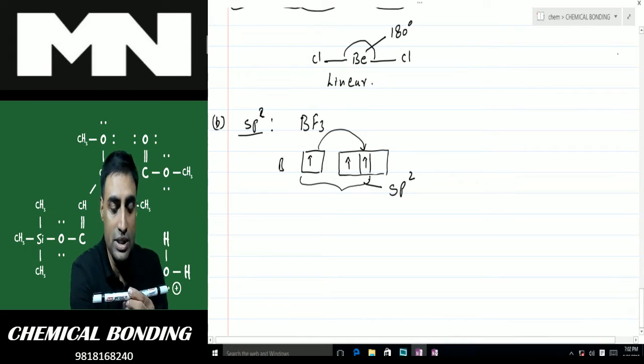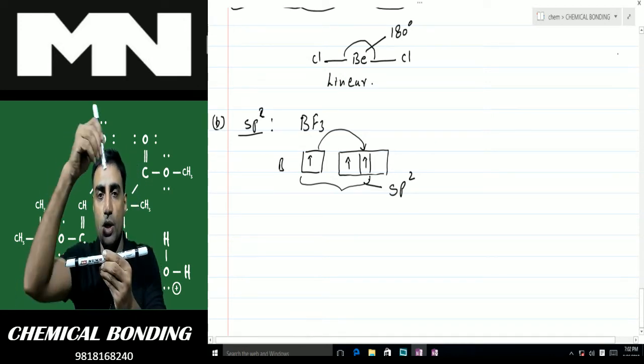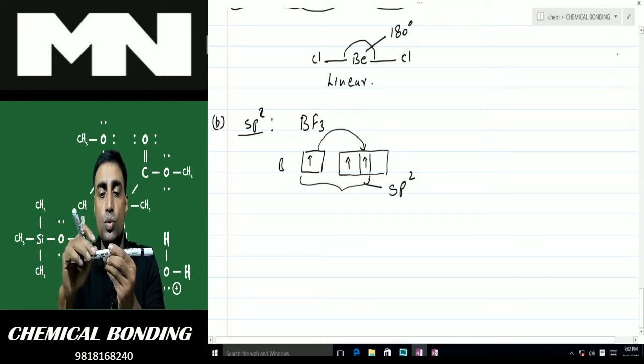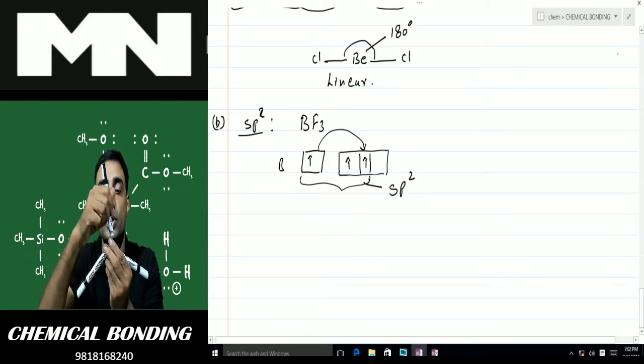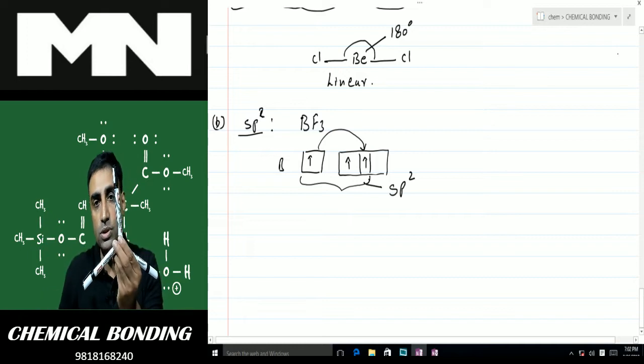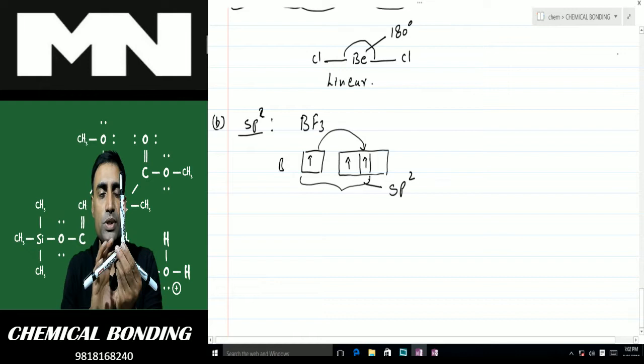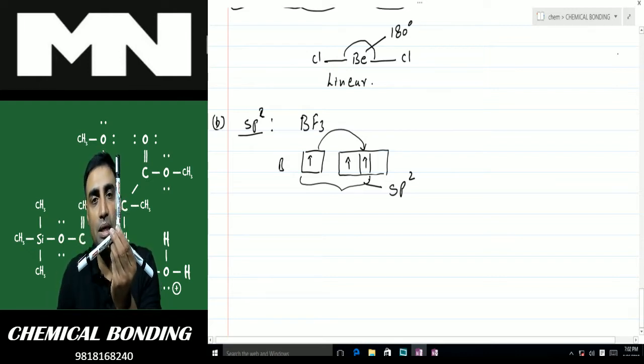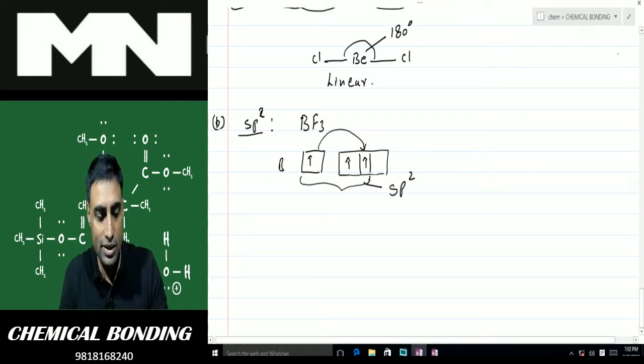If I talk about the third hybrid orbital, it will make a bond like this. When it makes a bond like this, these two will bend like this because you have bond pair repulsion. So the structure will be somewhat like this, trigonal. Initially it was linear. When the third bond is formed in the same plane, these two bonds experience repulsion and bend. So you'll get a structure like this, that is trigonal planar.